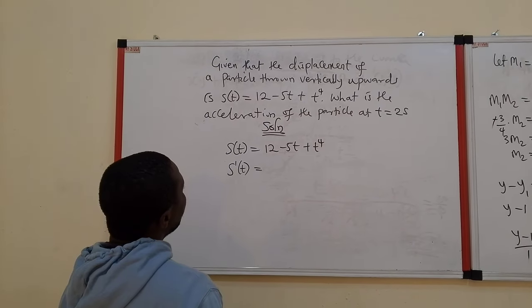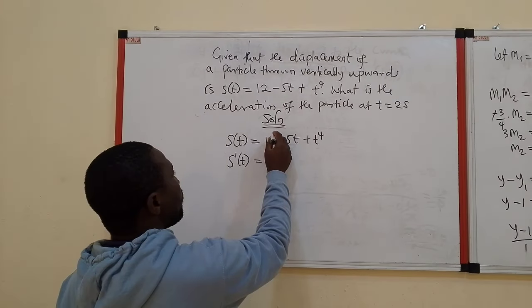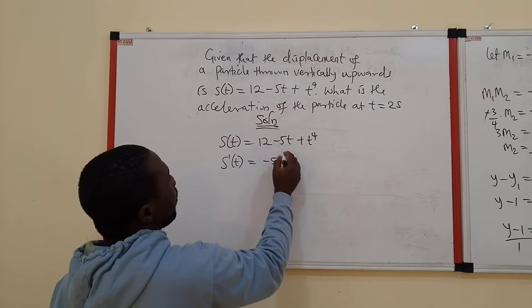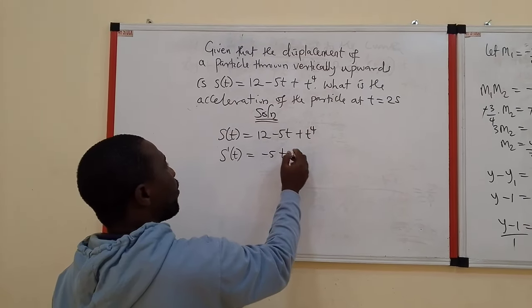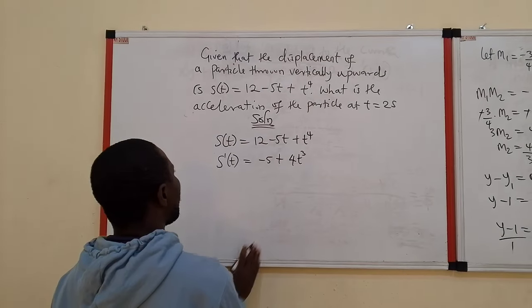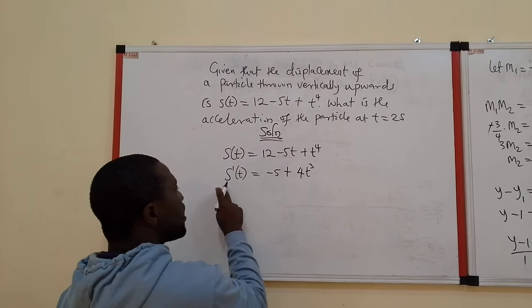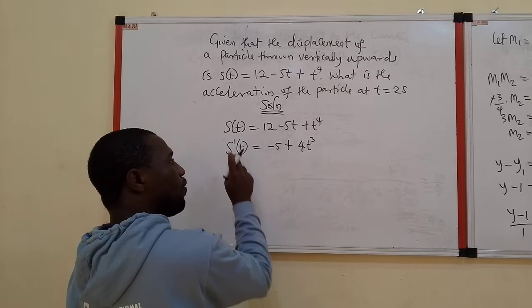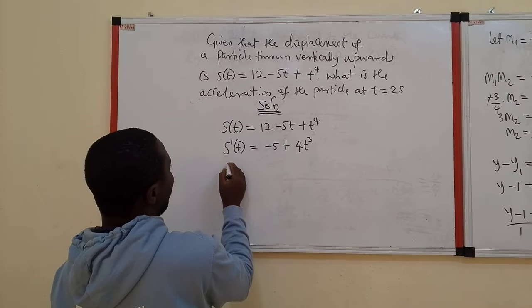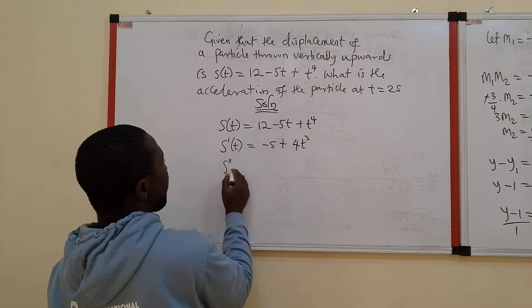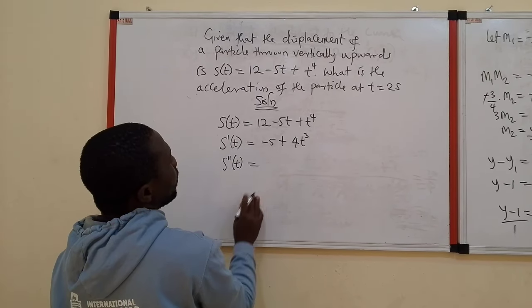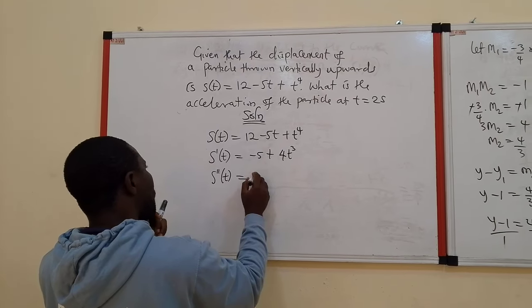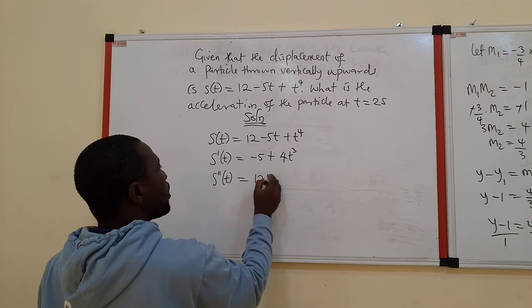So if we differentiate that, what do we get? Differentiate 12, I have 0. Differentiate minus 5t, I have minus 5. Plus differentiate t raised to the power 4, I have 4t raised to the power of 3. Then I'll differentiate this again to get acceleration. If you differentiate your velocity, you have acceleration. That gives us s double prime of t. Differentiate minus 5, you have 0. Differentiate 4t cubed, you have 3 times 4 is 12t squared.